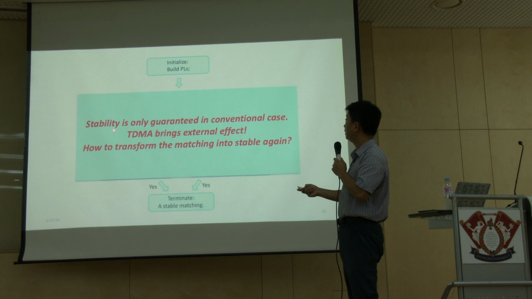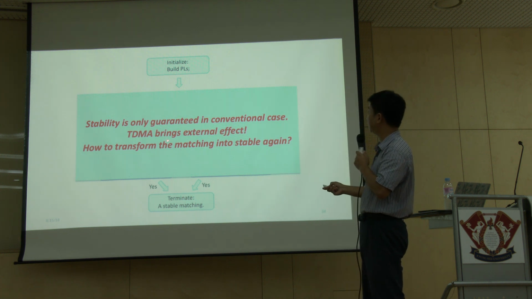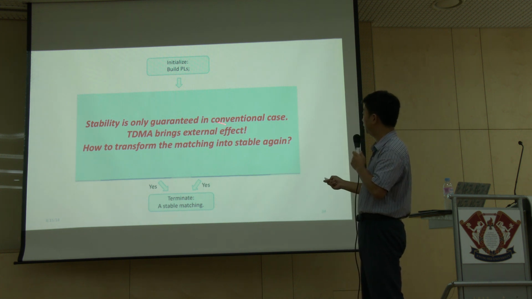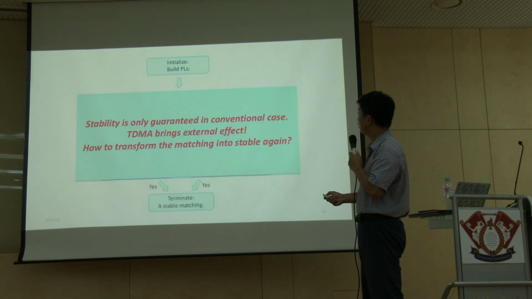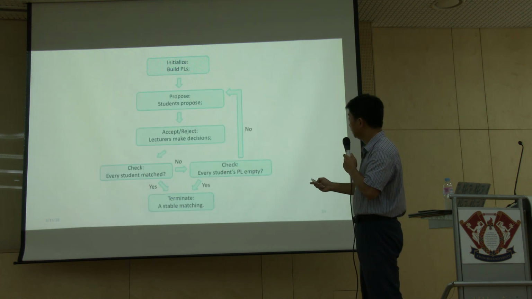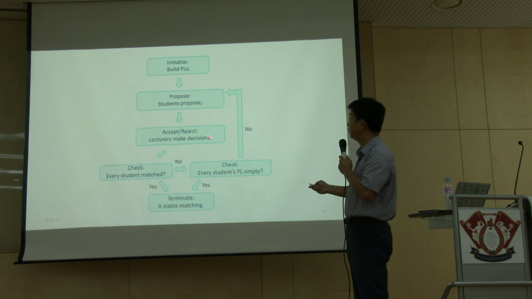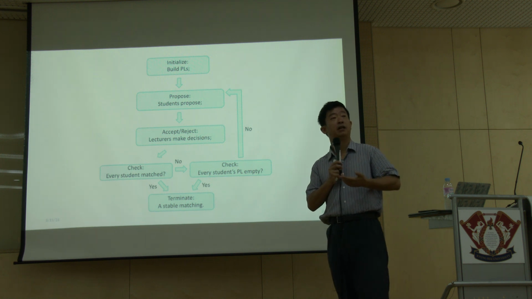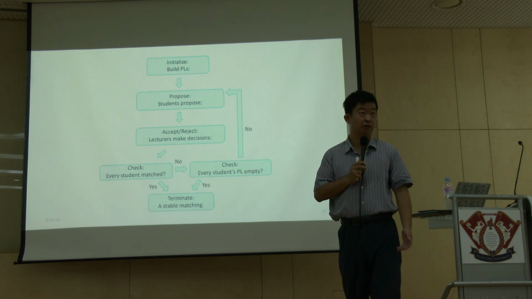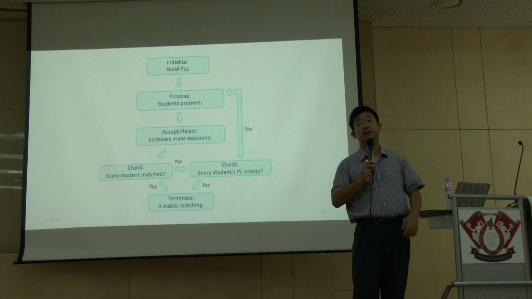So stability is only guaranteed in the conventional case. The TDMA brings this kind of external effect. So the question is how to transform the matching into a stable one again. So here, the story is that this is highly determined by who proposes first, right? And this has the external effect.